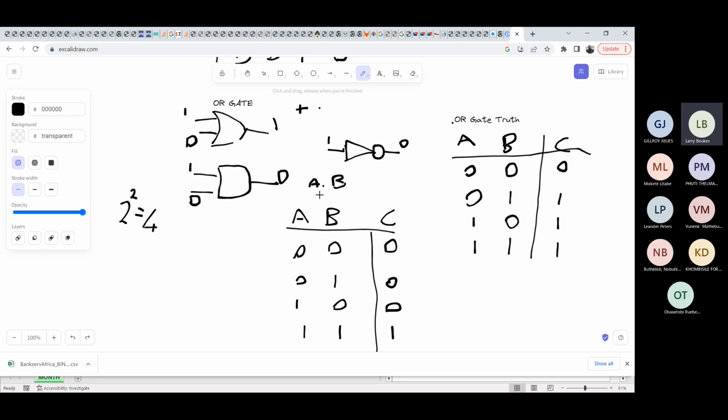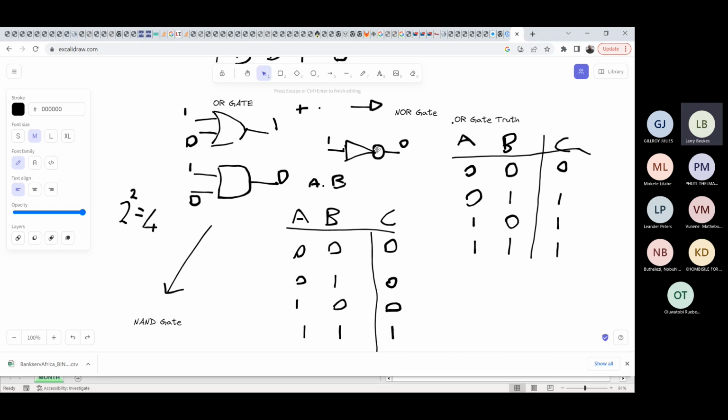So now there's a NAND gate, and there's a NOR gate. The opposite of an OR gate is a NOR gate. And then the opposite of an AND gate is a NAND gate. So how do we denote those things? That's why I focused on this inverter.